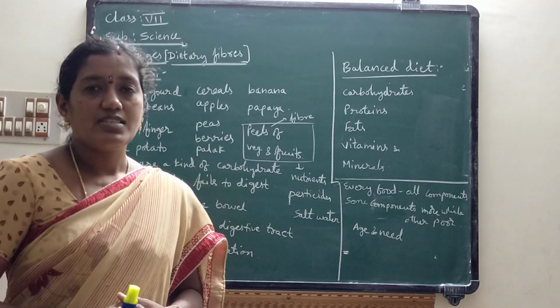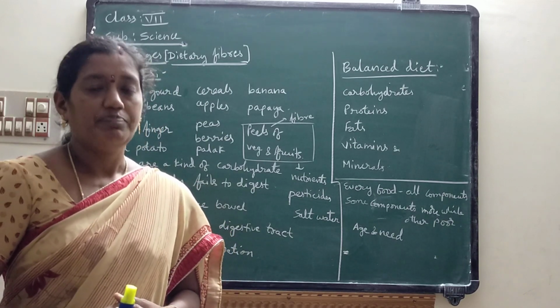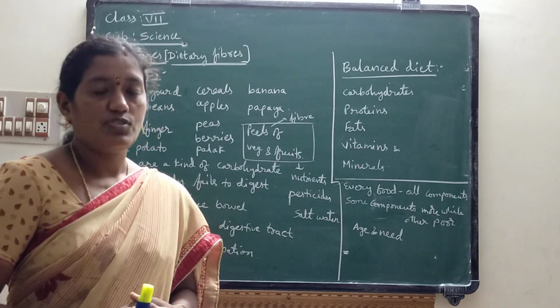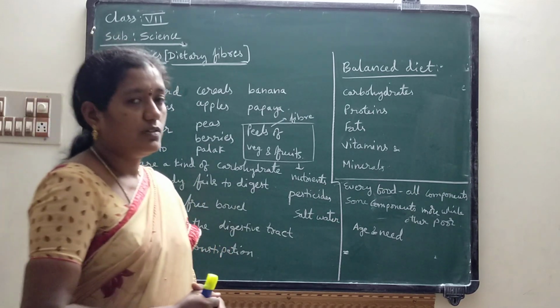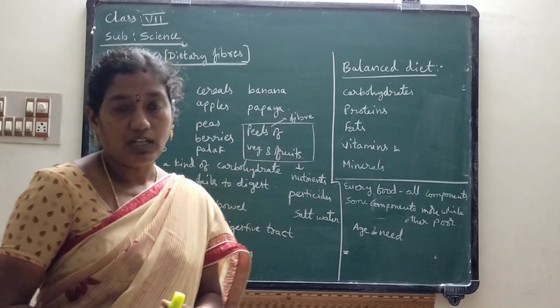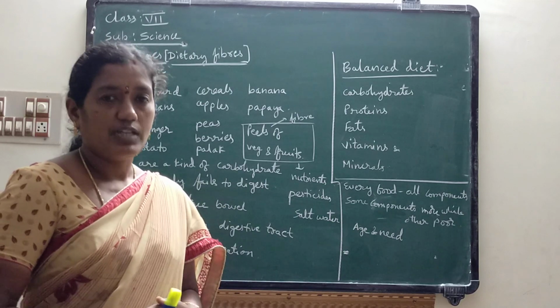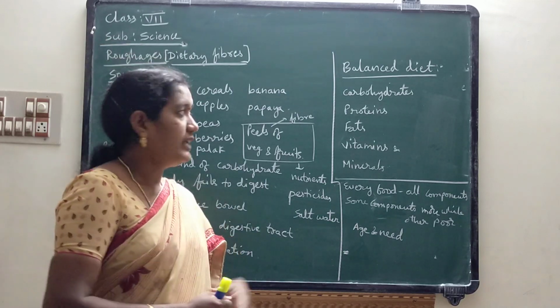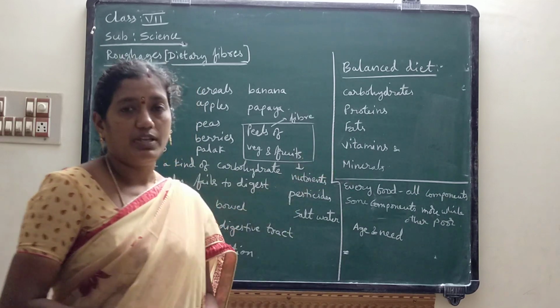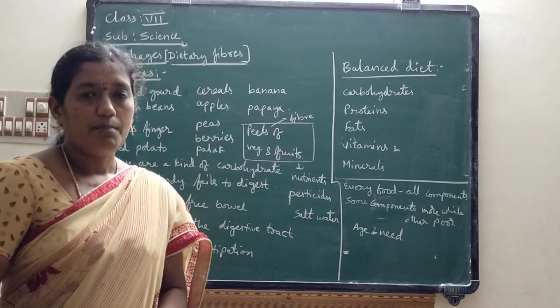So a balanced diet must be cheap, and it should come from our daily food items. You have to check whether your body got all these components through your diet or not. Every day we have to check, children. And the diet containing carbohydrates, proteins, fats, vitamins and minerals is called a balanced diet.